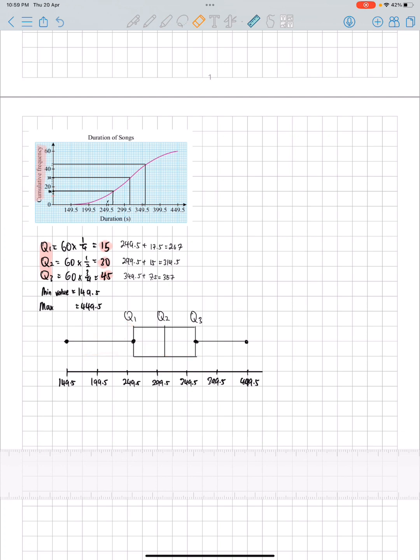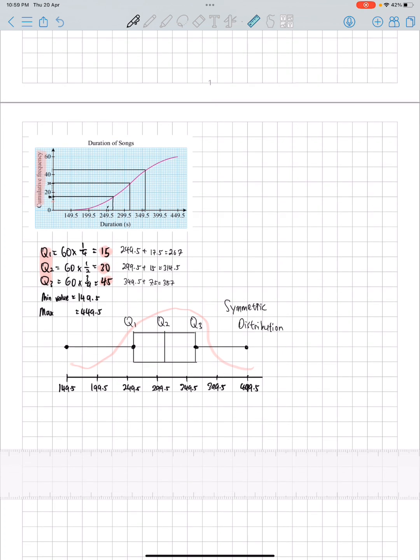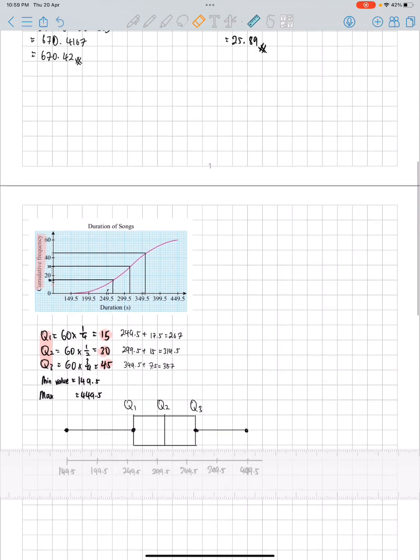But if it's in the middle like now, then it's a symmetric distribution. So remember this, guys. The question will ask what this graph is.